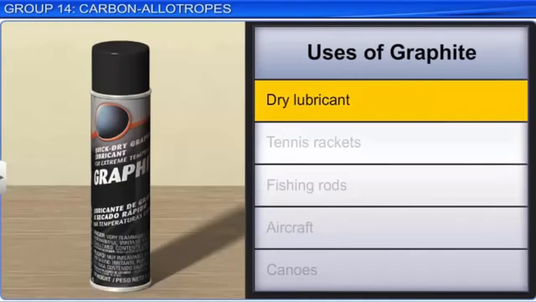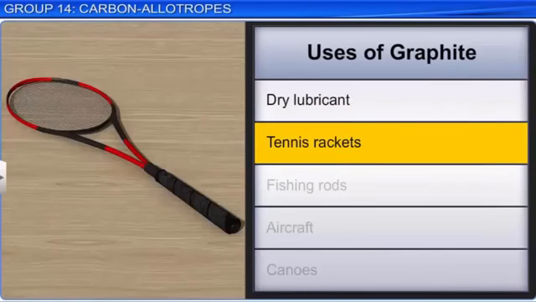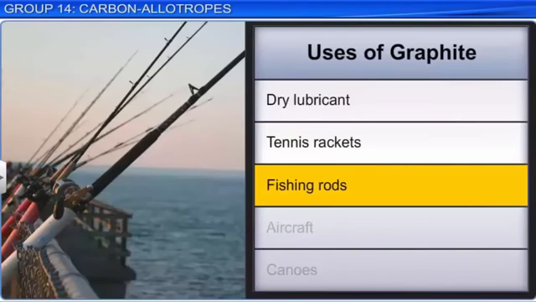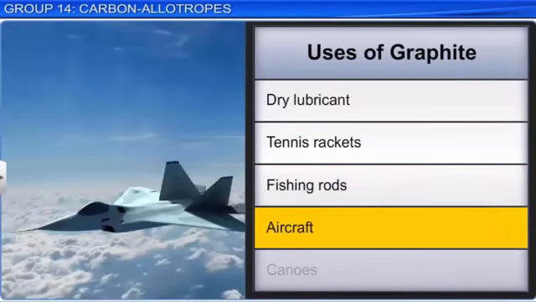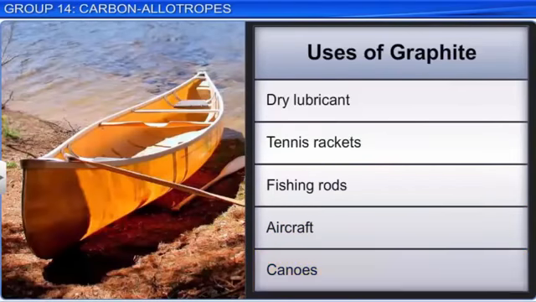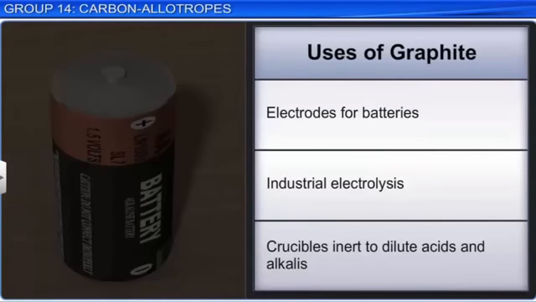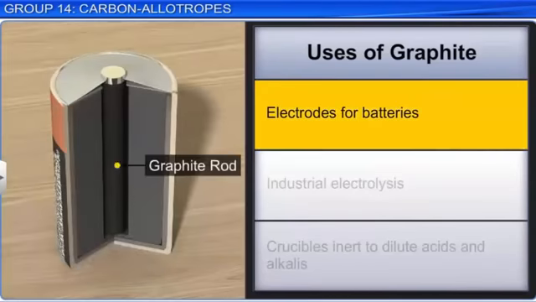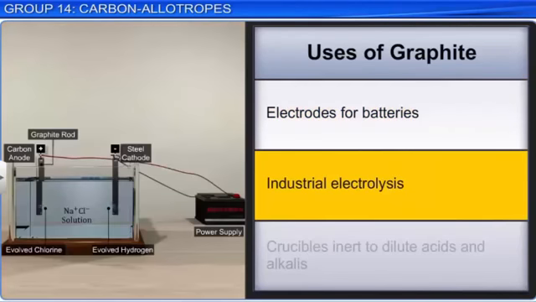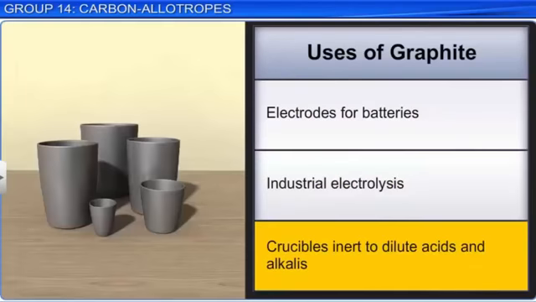Graphite is used as a dry lubricant in machines running at high temperature where oil cannot be used. Graphite is also used to make strong and lightweight composite material for tennis rackets, fishing rods, aircraft, and canoes. Being a good conductor, graphite is used to construct electrodes for use in batteries and in industrial electrolysis. Crucibles made of graphite are inert to dilute acids and alkalis.